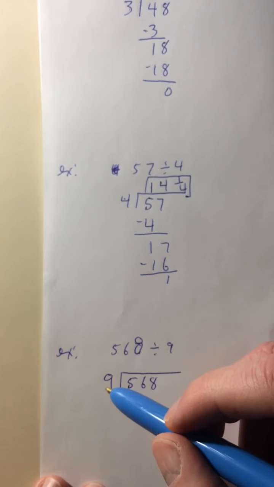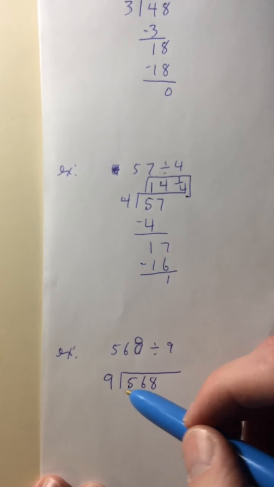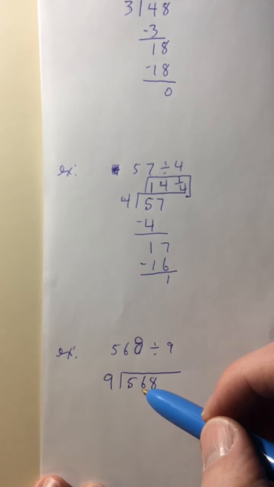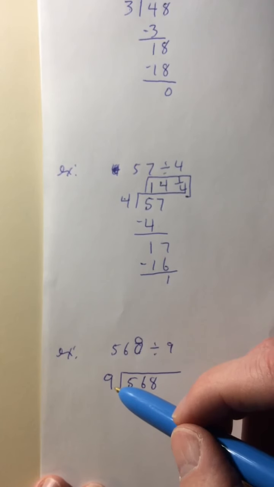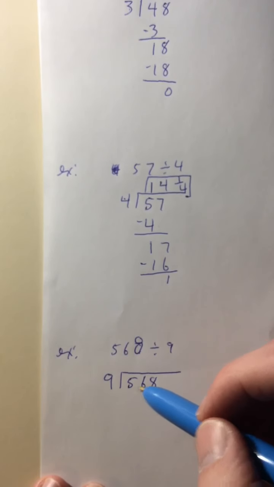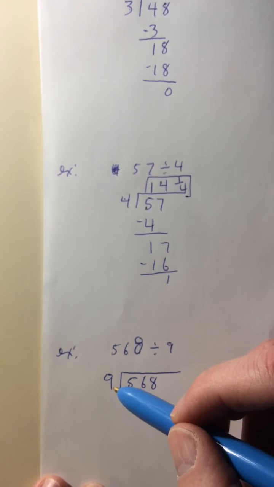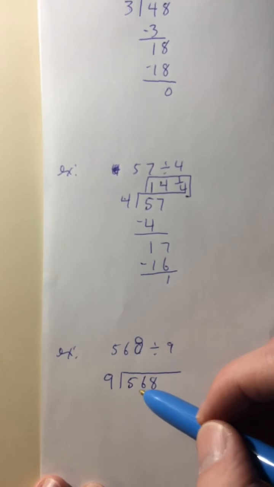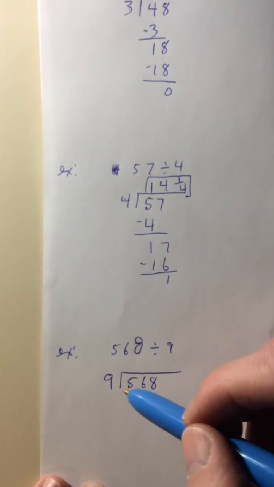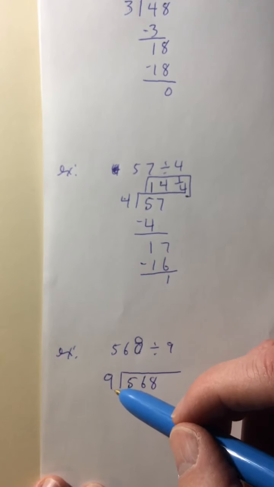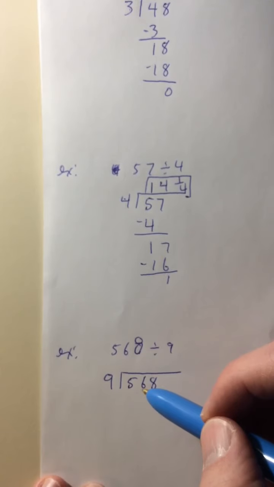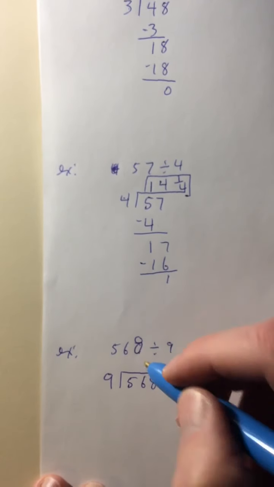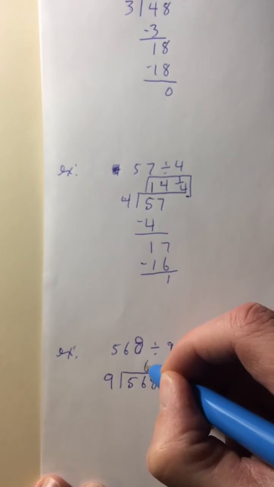So if we go through the numbers, 9 times 3 is 27. Well, that's not very close to 56. Let's try a bigger number. Let's try 9 times 4. Well, that's 36. Not over, but not very close either. And 9 times 5 is 45. Getting closer, but I think we can still do better. 9 times 6 is 54. That's the one we want because that's really close to 56, but not over. So 6 is the one we're looking for right here.